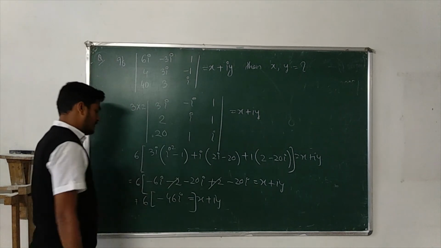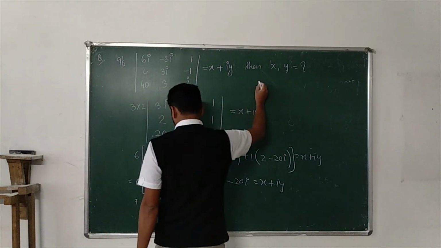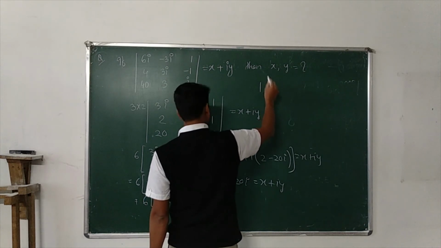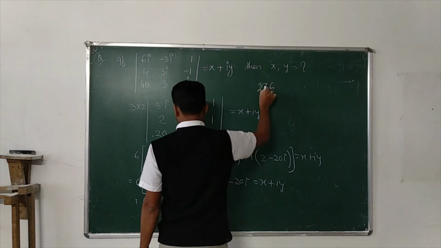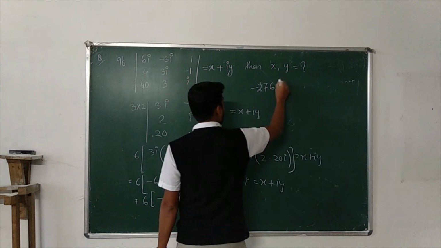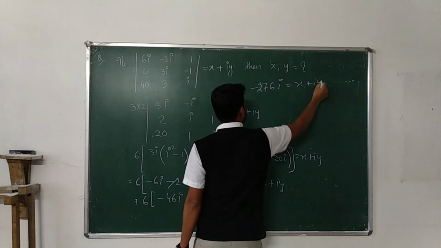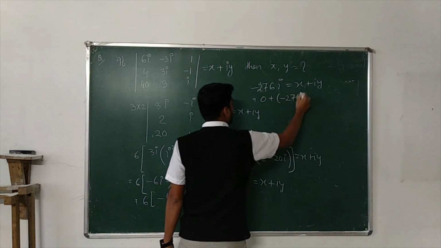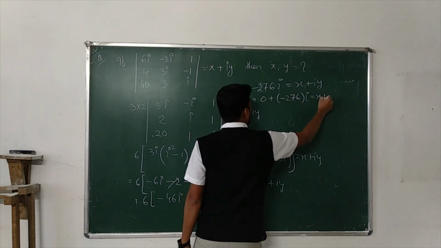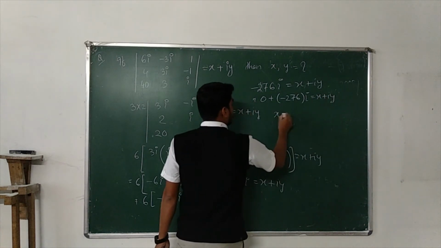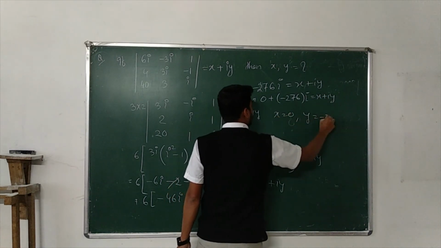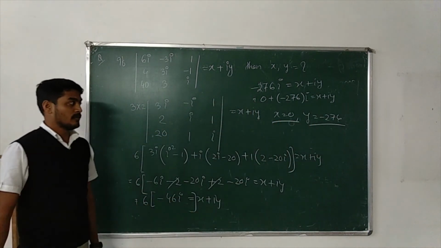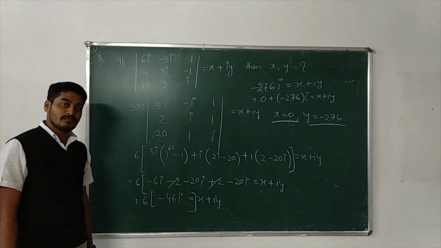Now we have to multiply by 6. So we will have minus i is equal to x plus iy. So 0 plus minus 276i is equal to x plus iy. So x is equal to 0, then y is equal to minus 276. So we have got the answer for x and y. I hope you are getting my point.